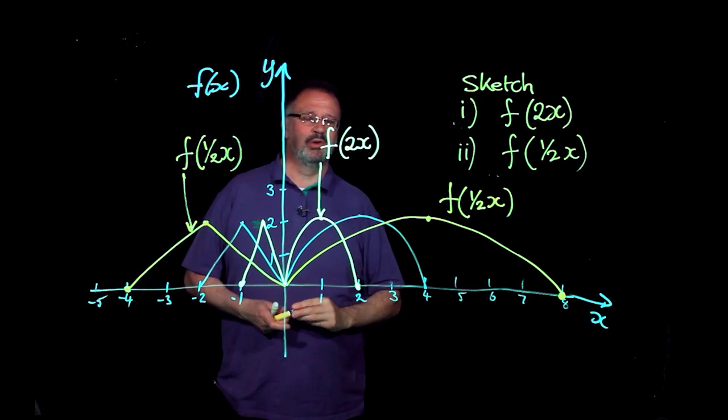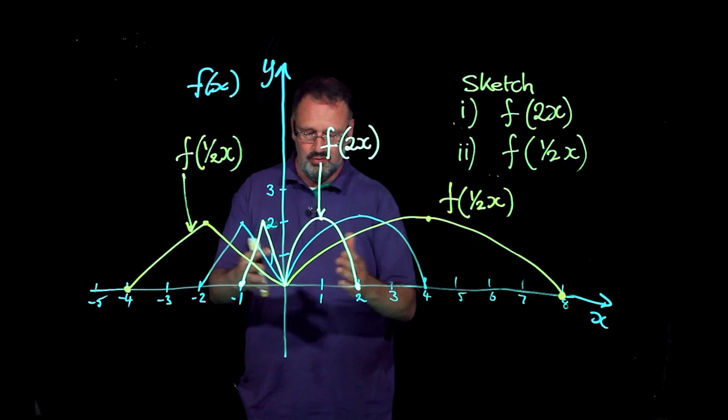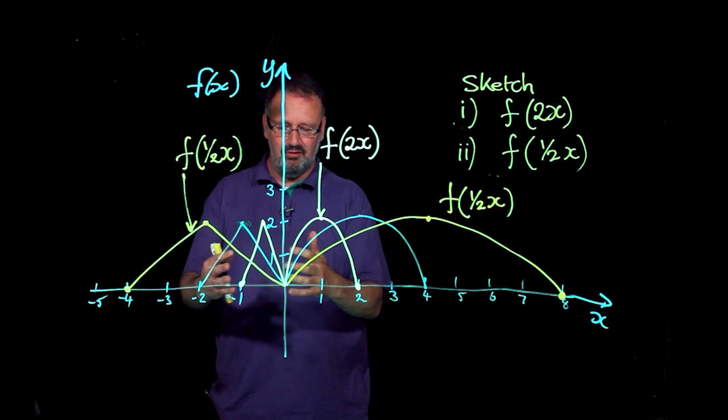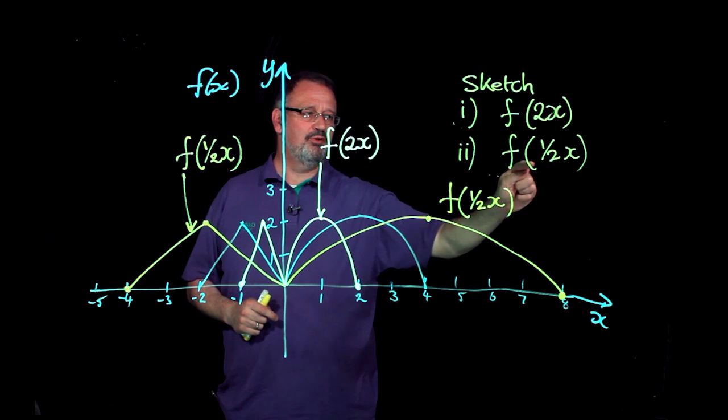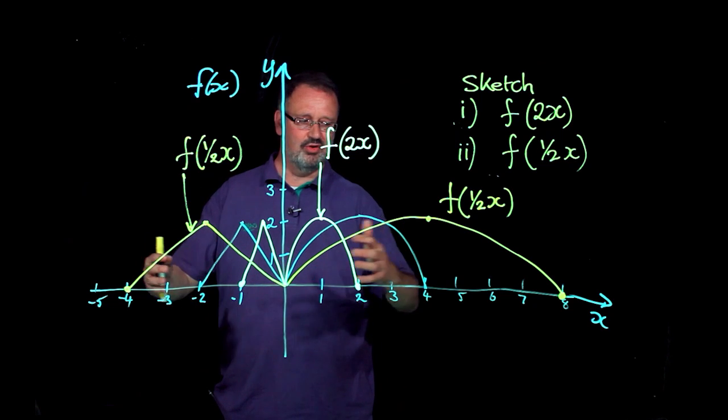So the common error is to be a little bit confused. The 2x translates it in the x direction by a scale factor of half. The f of half of x translates it in the x direction by a scale factor of 2.